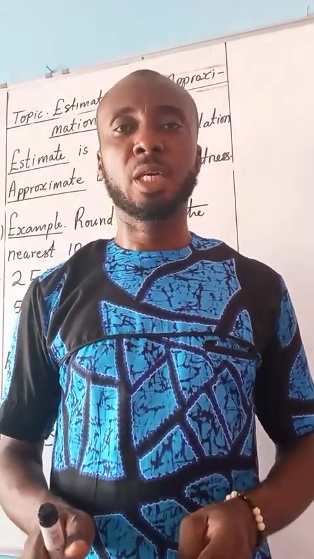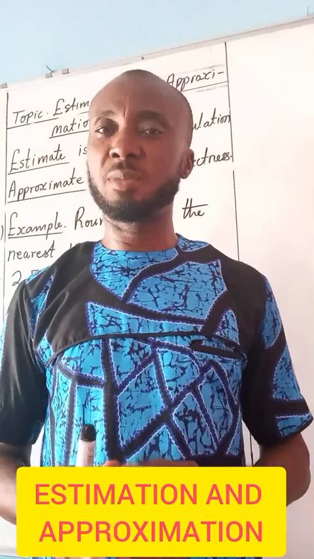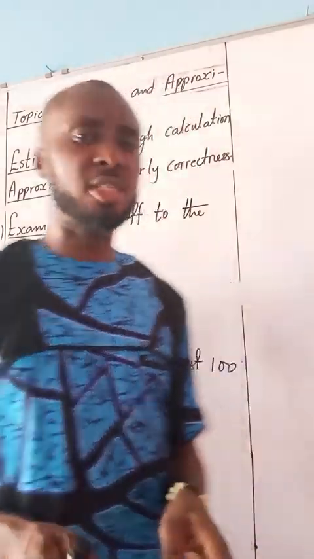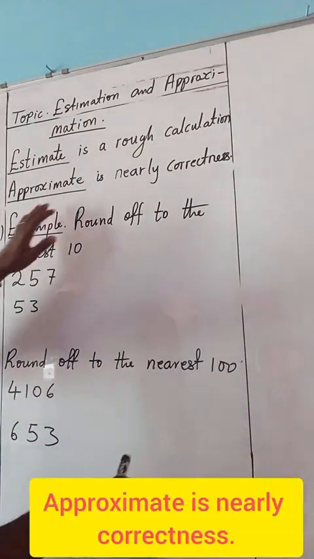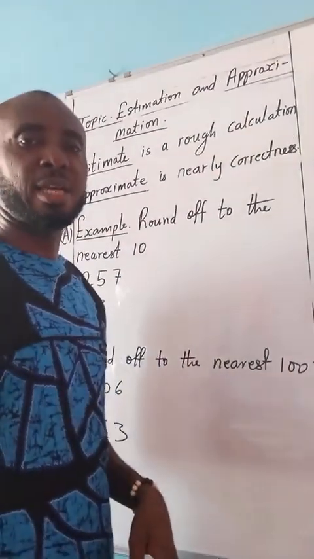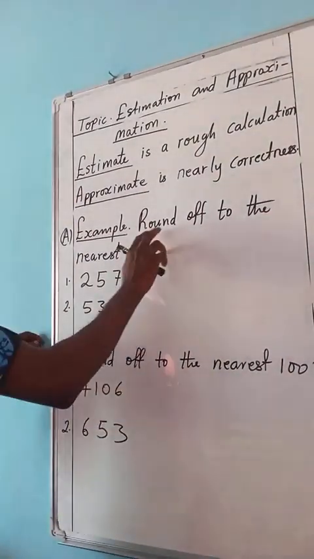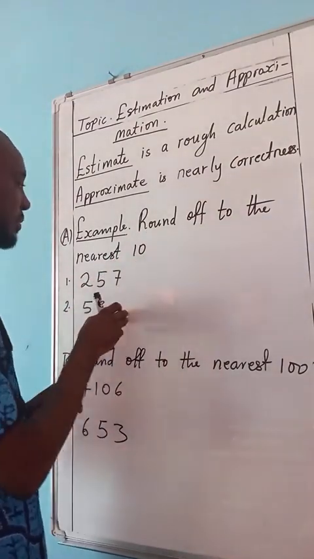Osita. In this video, we'll be talking about estimation and approximation. Now, when we talk of estimate, what do we mean? Estimate is a rough calculation, and approximation is nearly correctness. So let's look at this example. We have round off to the nearest 10. We are rounding off these numbers to the nearest 10.